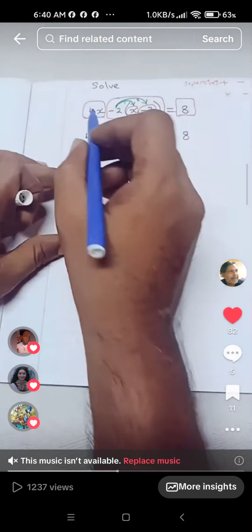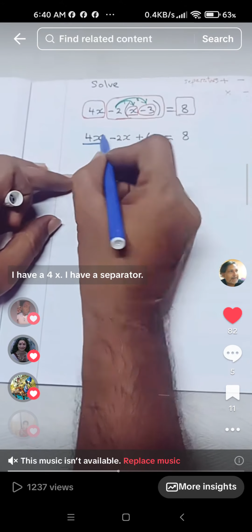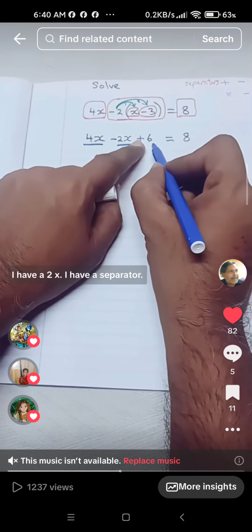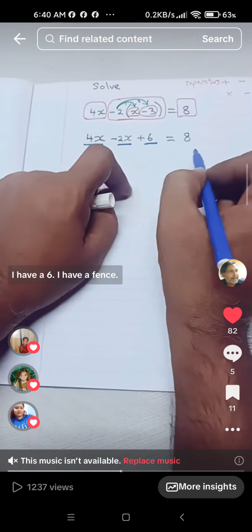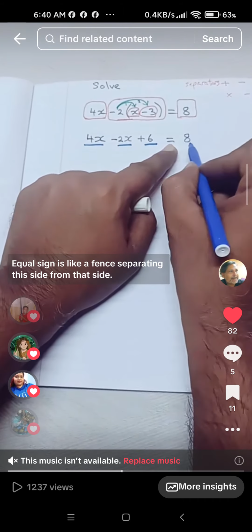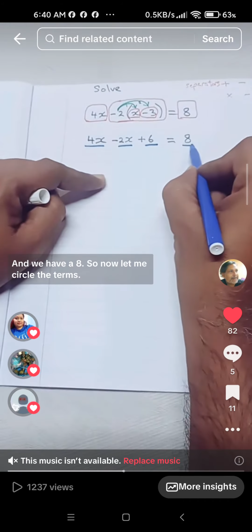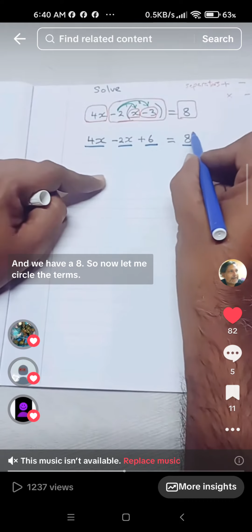Alright, I have a 4x, I have a separator, I have a 2x, I have a separator, I have a 6, I have a fence. The equal sign is like a fence separating this side from that side. Now we have an 8. So now let me circle the terms.